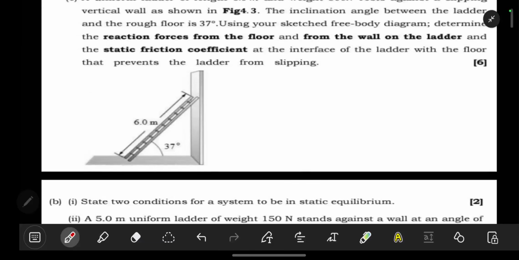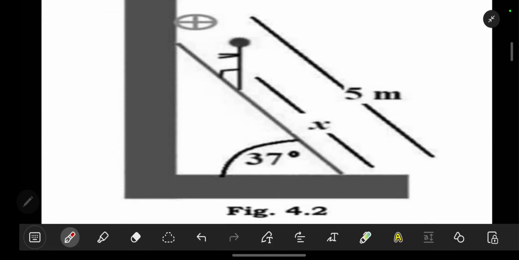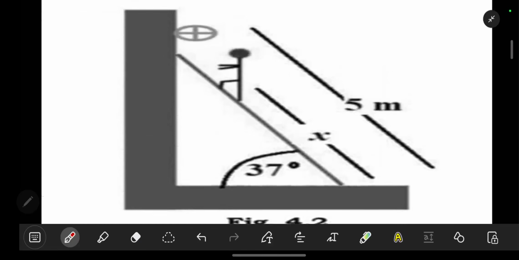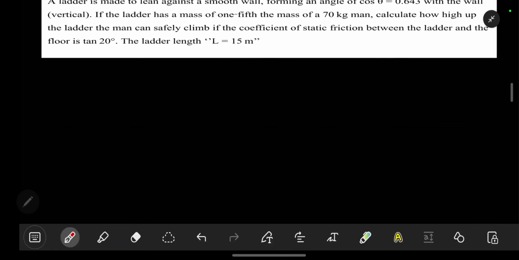So here today we are going to be looking at a very interesting thing, which is forces against a leaning ladder. At the end of this lesson we are going to be able to solve all these problems, which is going to equip you for any problem that you're going to encounter.